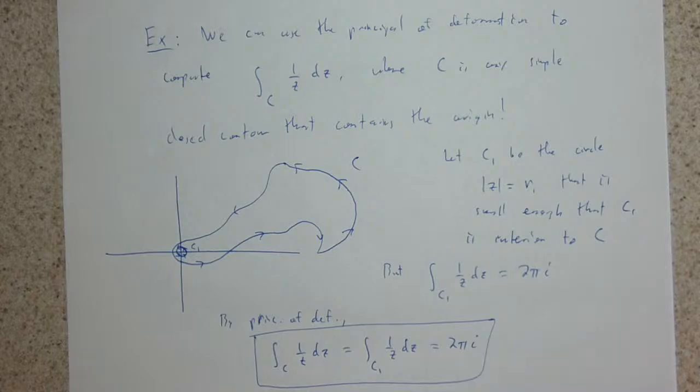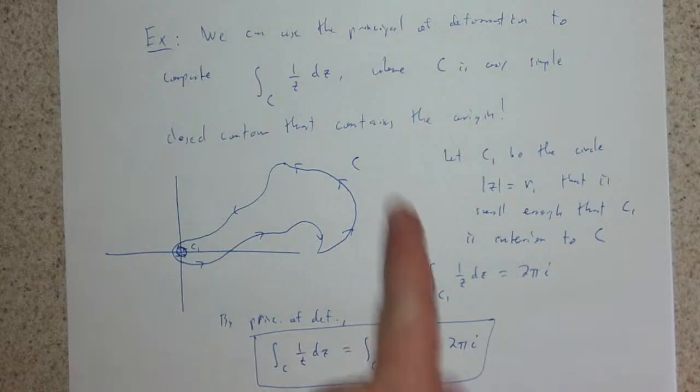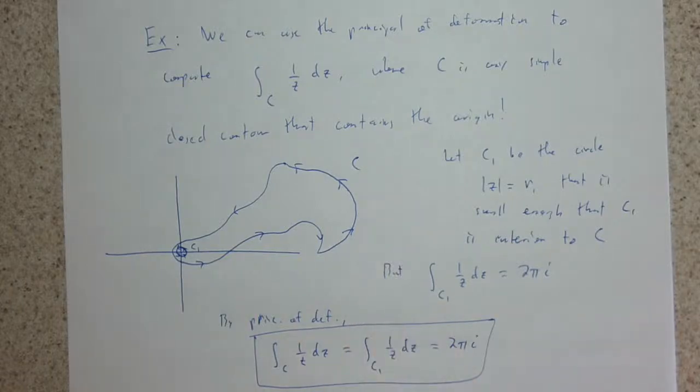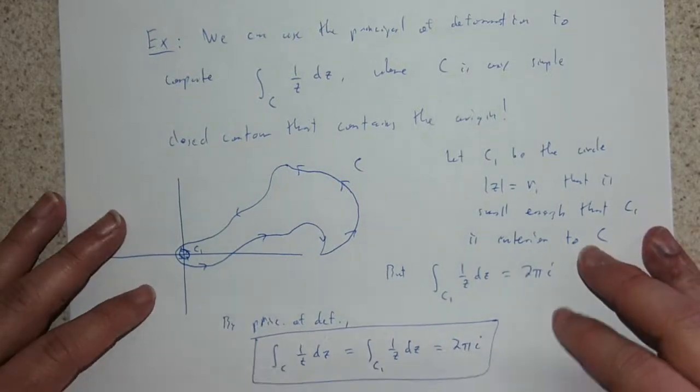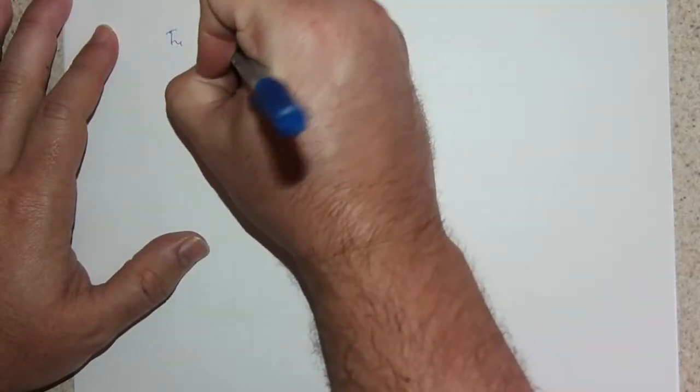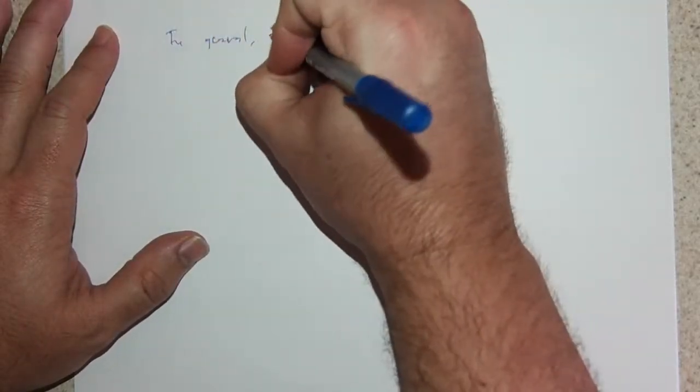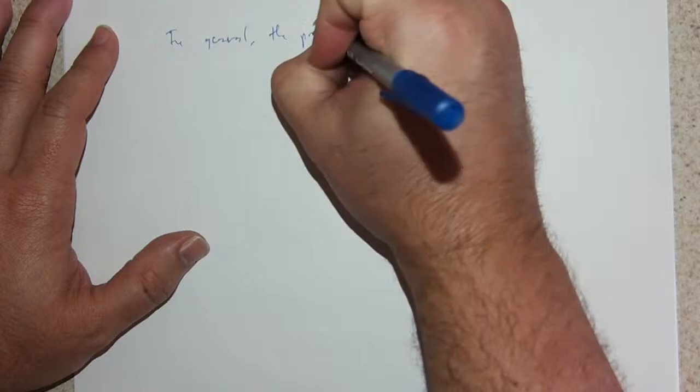Okay. All right. And you see, we come up with more and more ways of getting around the definition of contour integral and being able to compute these integrals for nastier and nastier curves using these very strong conceptual facts that we have going for us. Okay. In general, how is the principle of deformation used? So in general, the principle of deformation is used like this.